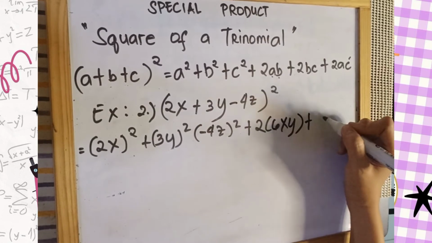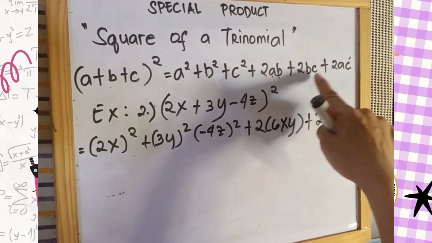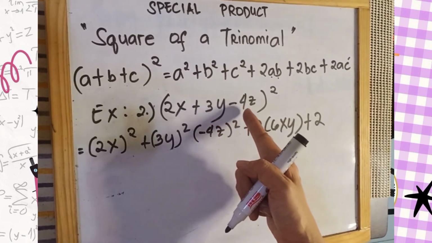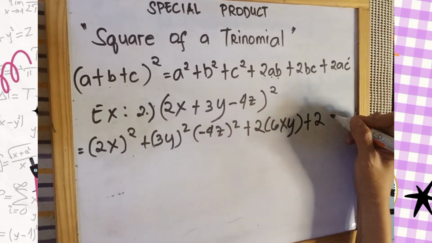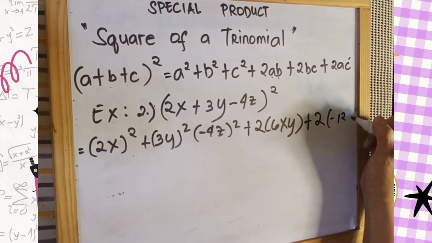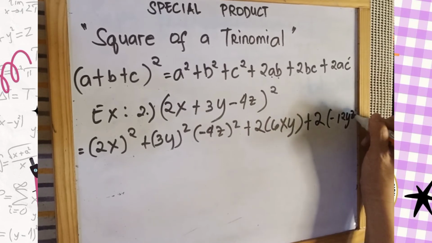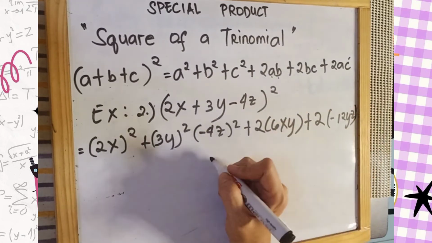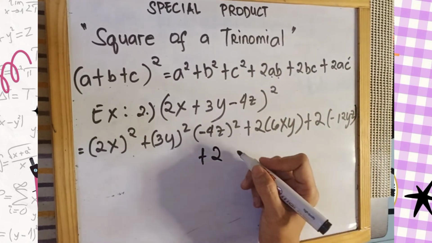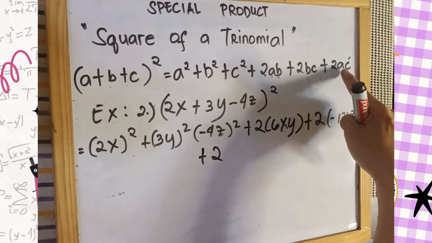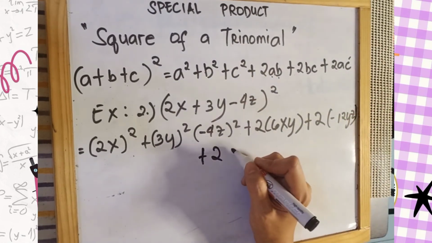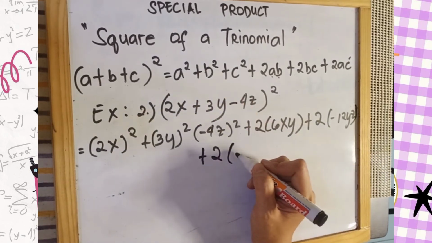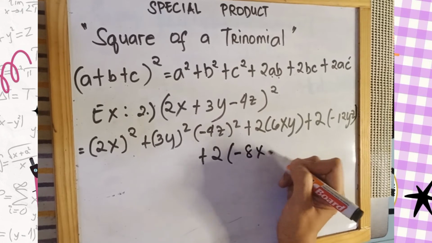Plus 2 times second and last term. So, second term is 3y times negative 4z. So, that is negative 12yz. Alright. And then, our last term is plus 2 times ac. So, this time, we have the first and the last term. So, first term is 2x times negative 4z. So, that is negative 8xz.